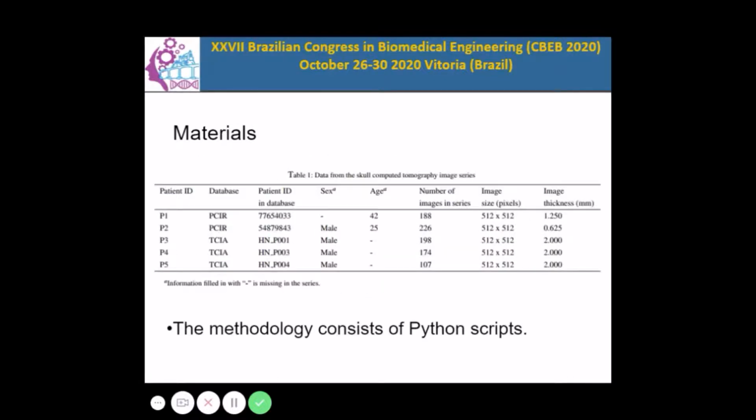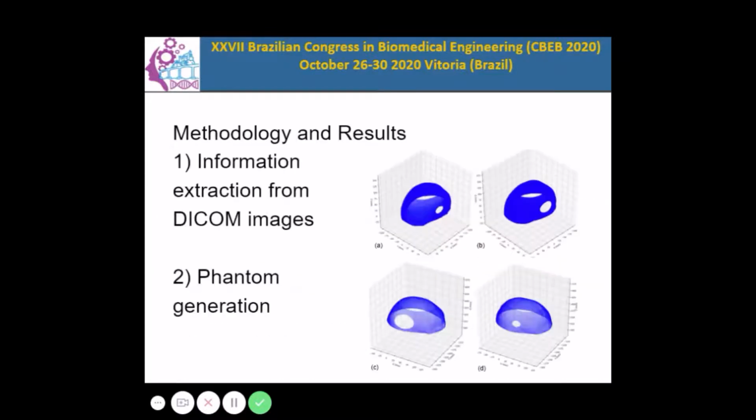For this study, 5 computed tomography skull image series were obtained from 2 databases, where the images in DICOM format were unidentified and anonymized prior to making them available in the public domain. The methodology consists of Python scripts.